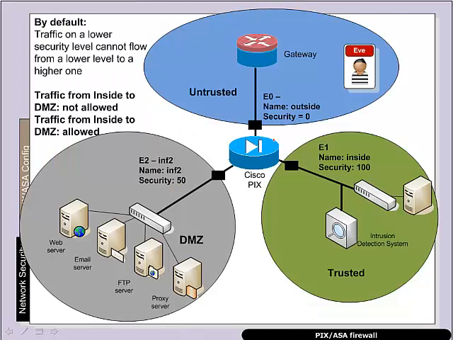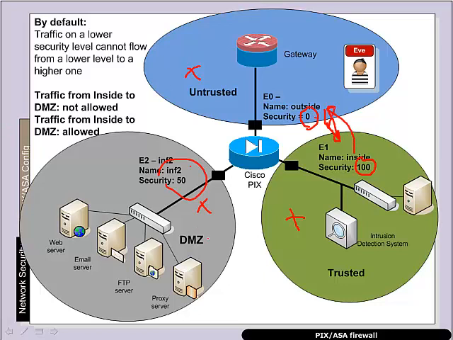The basic architecture that we have is that we have various zones that we define, and we typically have 3: a trusted, a DMZ and an untrusted. Each is given a certain security level. The higher the security level, the higher the security of that zone. So in this case we define 100 as the highest, 50 as the next highest, and then 0 as the lowest. By default, traffic cannot flow from a lower security level to a higher one, but traffic is allowed from a high to a low.